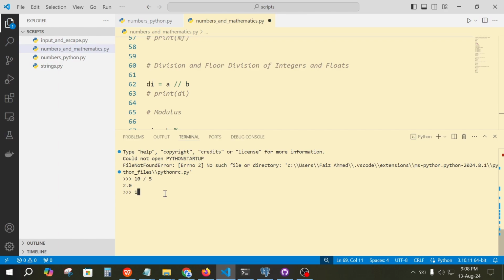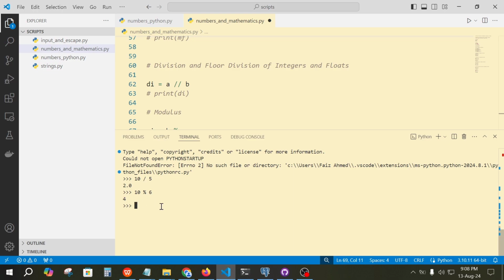So if we do 10 modulus 6, you can pause the video and tell me what the answer is. You can see the answer is 4. Why is the answer 4? Because it is the remaining part, and you can see it is an integer. If there is an integer remaining part, then it will return the remaining part.